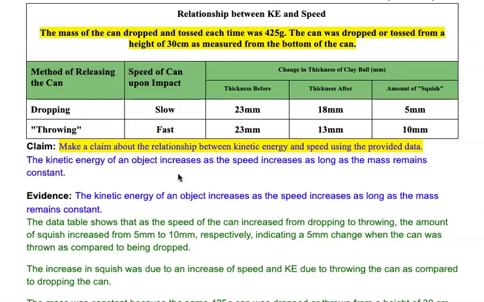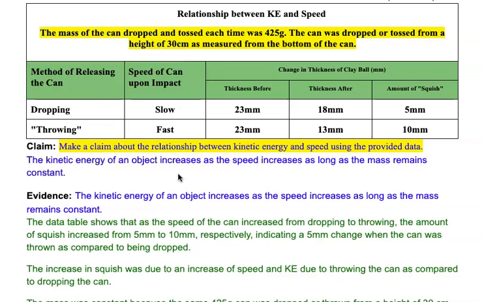Now, we have to keep some constants here. So the constants that we kept was the mass of the can and the height from which we dropped the can. So the mass of the can dropped and tossed each time was 425 grams. The can was dropped or tossed from a height of 30 centimeters as measured from the bottom of the can. So we kept those as constants.